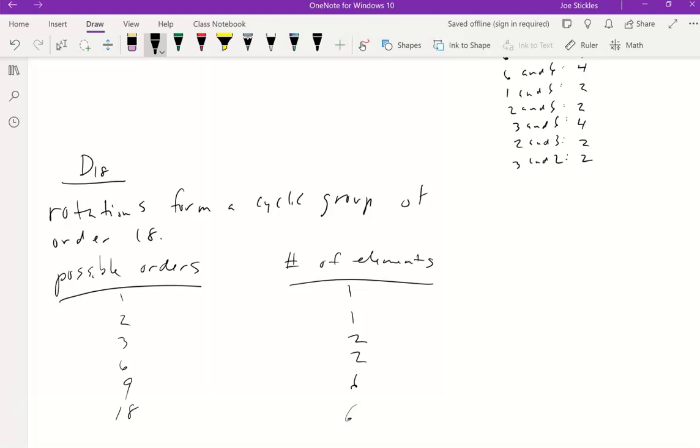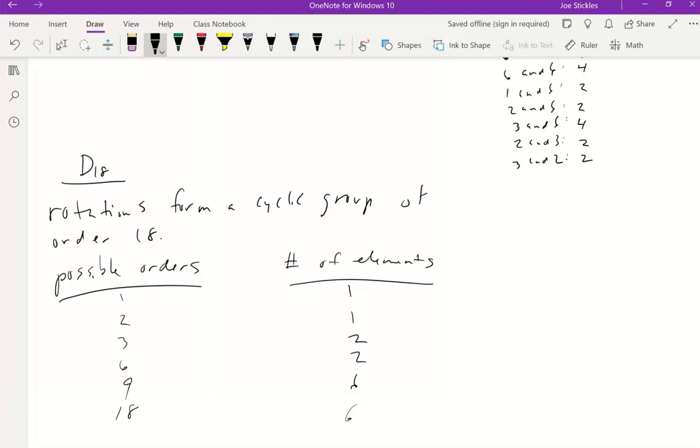Again, this should add up to 18 when you're done, because we only did the rotations. Right? Does that add up to 18? I hope it does, because otherwise I made an error somewhere along the way. I think it adds to 18.